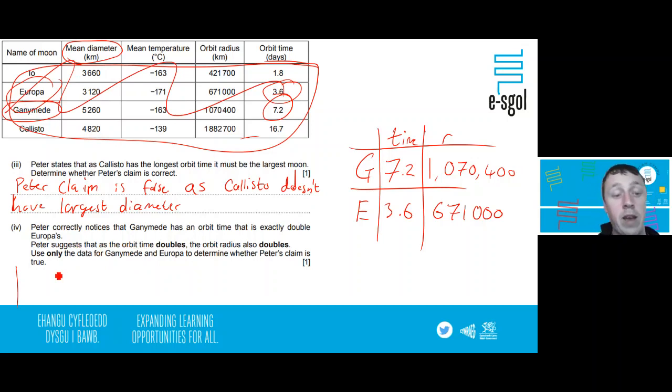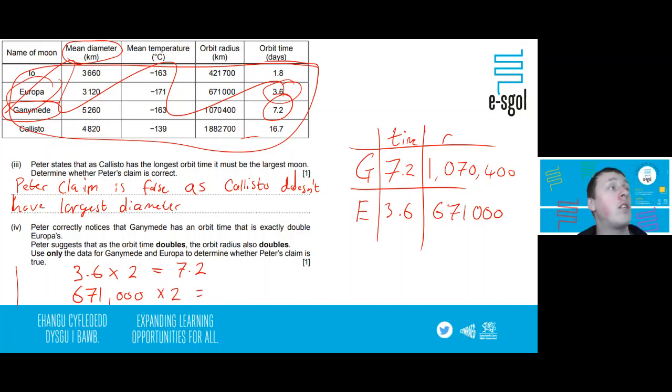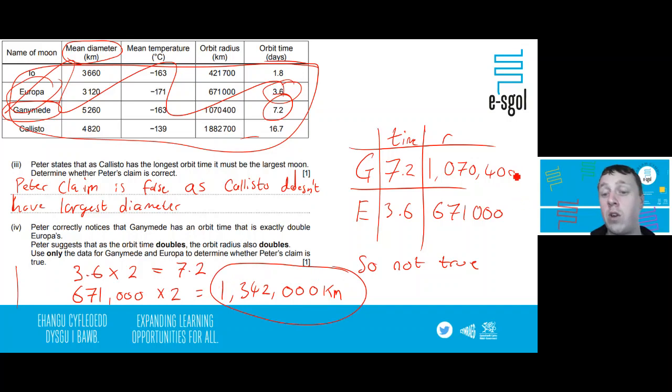We've got the table in front of us, and what we're doing here is looking, well, if we take the orbital time of Europa and double it, doubling is the same thing as multiplying by 2, then we do indeed get 7.2. But now Peter again is suggesting this is also true for the orbital radius. So we can check, we can take our smaller value of 671,000 and we can multiply that by 2 because we can double it, and we can check that this value is 1,342,000 kilometers. So again, we can specify, is Peter's claim true or false, and hopefully you can see it's not true, and you can specify that the value is not double.